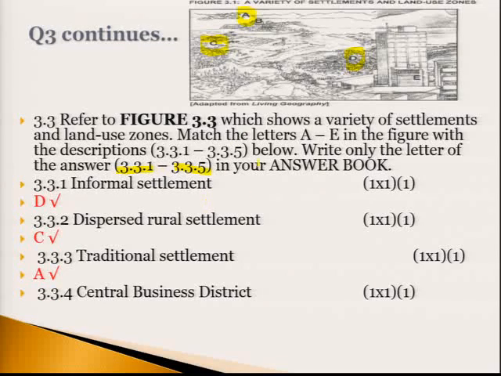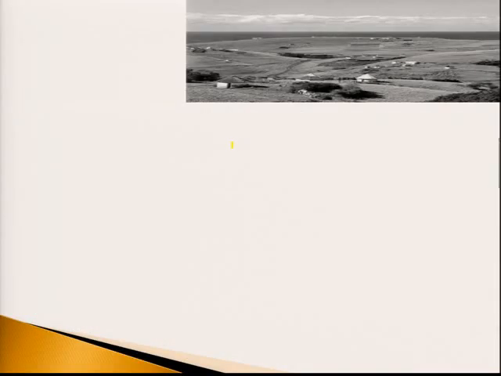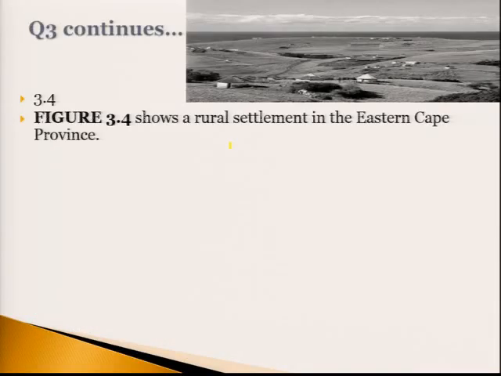And then CBD, where would you find it? We find our city center around E. And then the nucleated rural settlement. Then you check that B will be more nucleated around the area. Let's continue with 3.4. It shows a rural settlement in the Eastern Cape province.